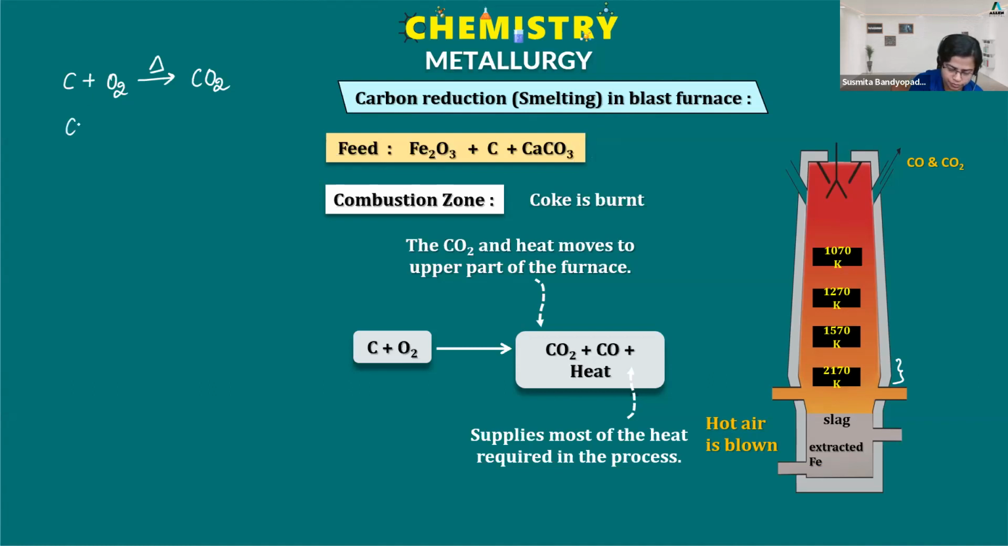This CO2 combines with carbon, since not all of it undergoes complete combustion. Some coke is there, you are supplying a lot of coke. It combines with the carbon to form CO. So, in case you are wondering why CO and CO2 are given: the first step is coke is provided by us, hot air from this end, and they combine and go for complete combustion, CO2, which reacts.